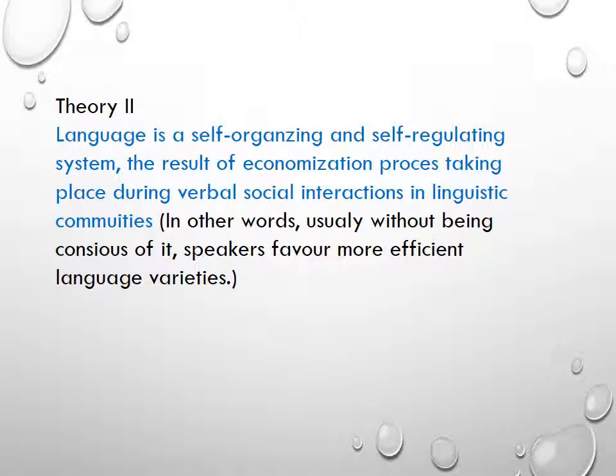Now on to theory 2. Language is a self-organizing and self-regulating system, the result of economization process taking place during verbal social interactions in linguistic communities. In other words, more efficient language varieties are favored, though not necessarily consciously, by a given language community. A more efficient variety of a language can be the one which is easier to acquire, requires less effort to produce, allows to communicate fast, with adequate precision, etc.